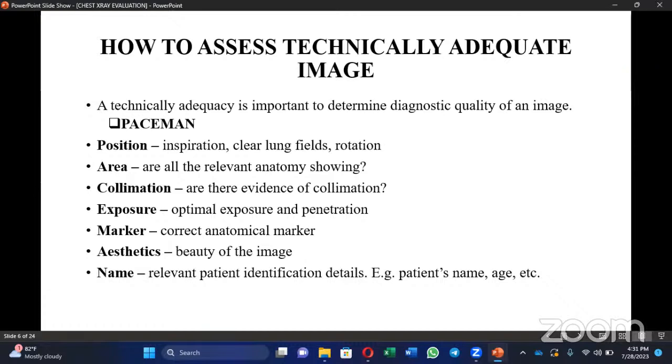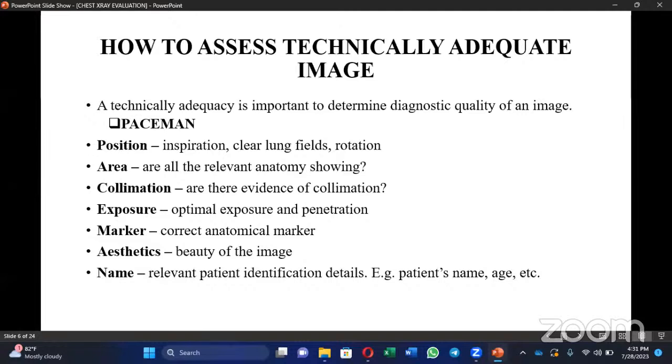Okay. Now let's move on to C, which is collimation. So you should be able to see evidence of collimation on the image. Evidence of collimation appears as the white areas along the borders of the radiograph. And mostly we don't usually see those evidence of collimation because of the post-processing.